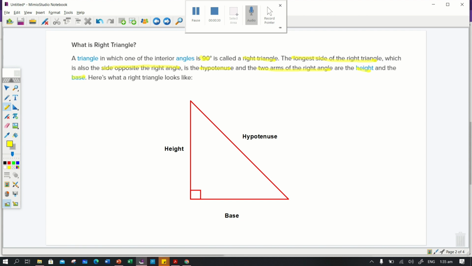Below is the example of what a right triangle looks like. Take note that this is the right angle and it measures 90 degrees. Opposite of the right angle, which is the longest side of the right triangle, is called the hypotenuse. And the two arms of the right angle are called the height and the base. And these are the parts of a right triangle.